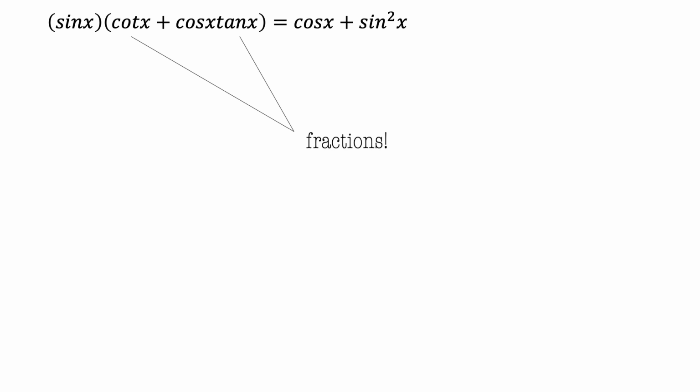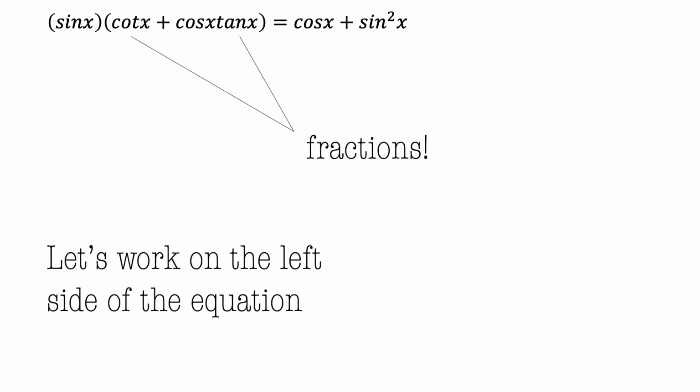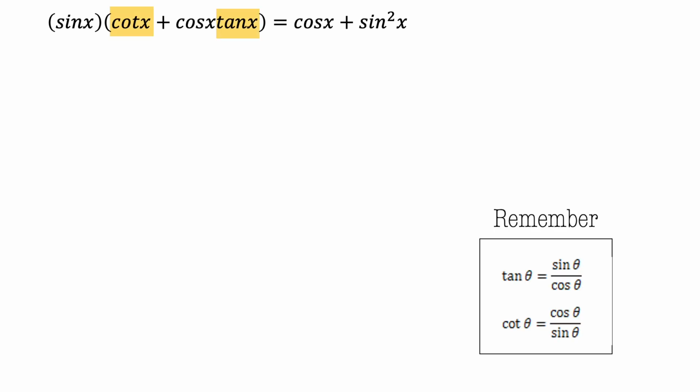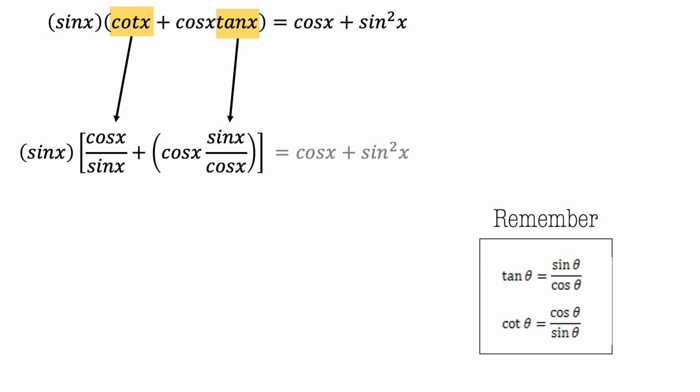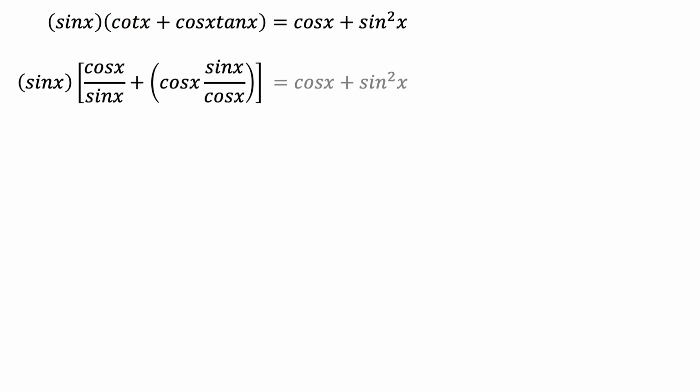Since we have fractions hiding on the left side, let's start working on that side. Remember that tangent of x and cotangent of x can be expressed in terms of sine of x and cosine of x. Once you make those substitutions, you have the left side rewritten like this. Let's bring that up to the top to give us more space to work.